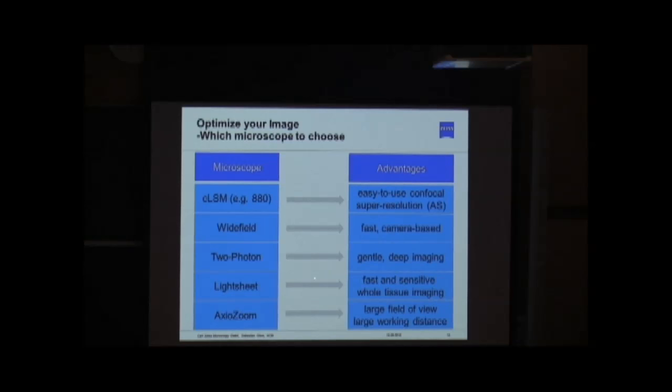The two photon system is used if you want to apply gentle and deep imaging. Light sheet should be used if you do some whole tissue imaging and when you want to be very fast and sensitive, so when you have some bleaching issues. And if you want to observe a very large specimen, a very large sample, and if you also want to turn that sample with forceps, you would need a microscope that provides you with a large working distance, with a large field of view. So for that purpose, in our facility, we provide you with the axial zoom microscope.